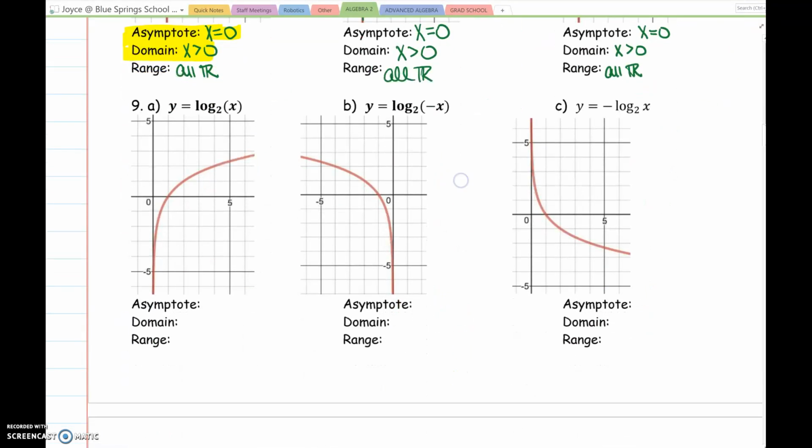Number 9, this is actually the same parent function that we saw in number 1. So again, x equals 0, x is greater than 0, and all real numbers.